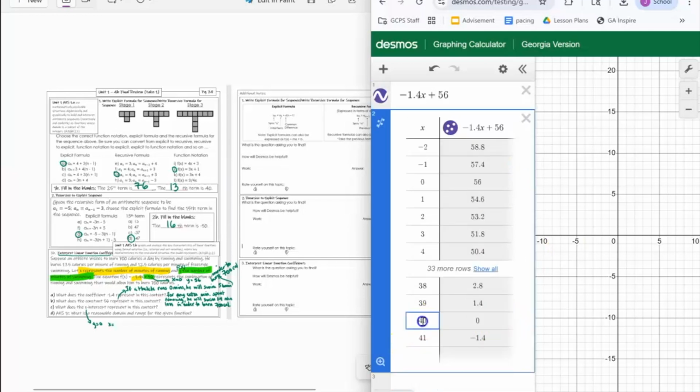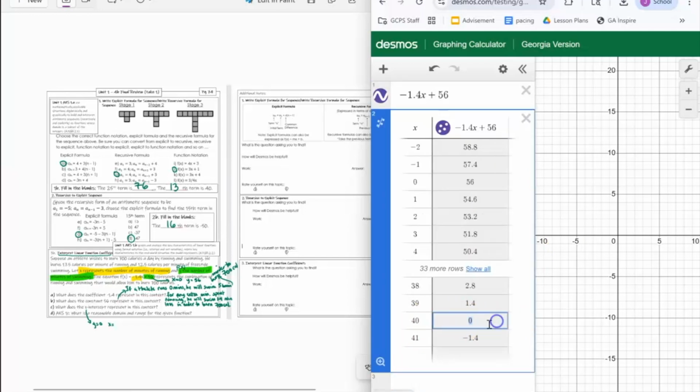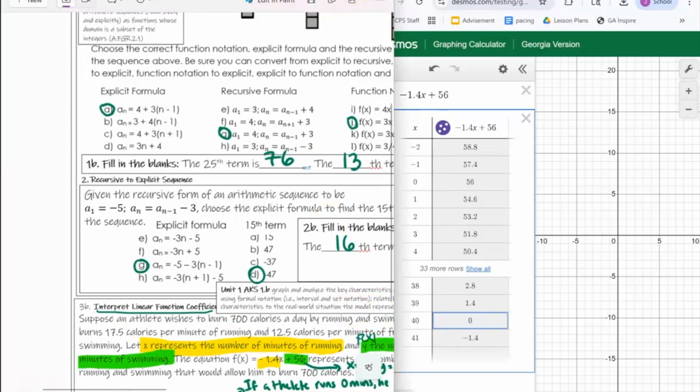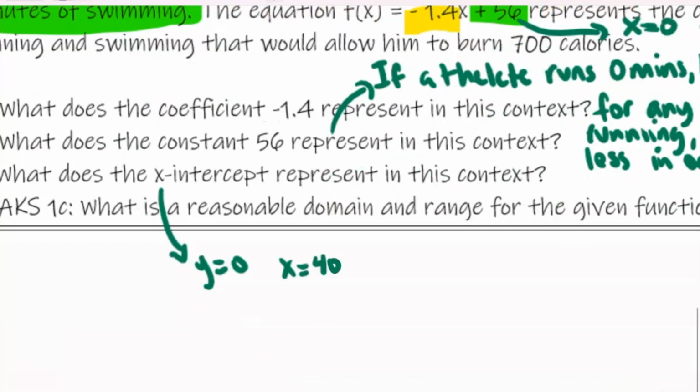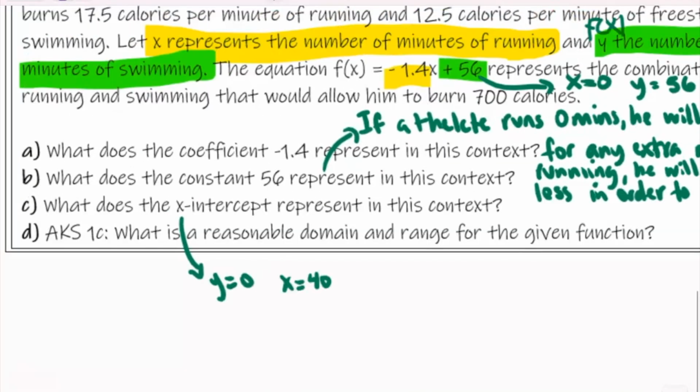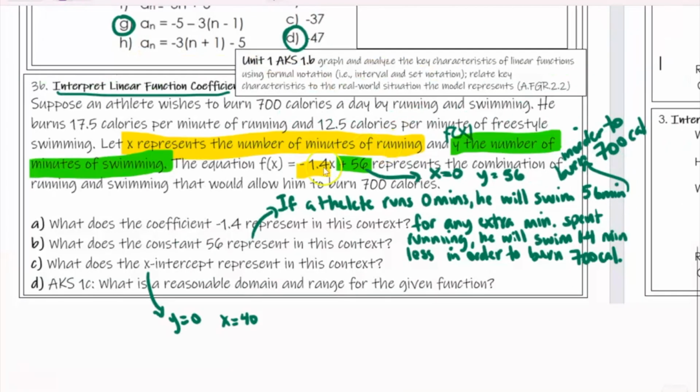So when X is 40, Y is equal to 0. So again, you're just writing this again. Remember, Y is swimming and X is running. So you're just simply writing, and I'm not going to write this out, so you go ahead and write it: if the athlete runs for 40 minutes, he will not swim at all in order to burn 700 calories.